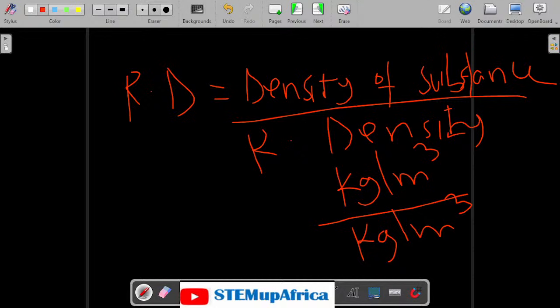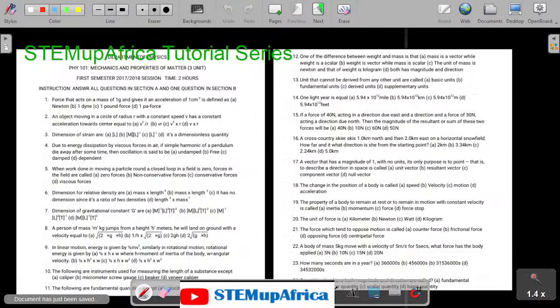So since both of them are the same, what will happen? They will cancel each other out. So you can see we are left with nothing here, which is dimensionless. So relative density or specific gravity is dimensionless. That is why we choose option C. It has no dimensions. It's a ratio of two densities. That's why we pick option C.